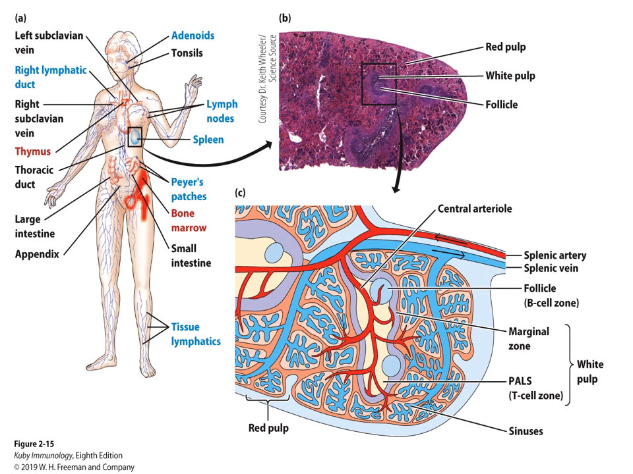So the spleen has a lot of red pulp areas where we have red blood cells and blood vessels innervating it, and then we have our white pulp that, you can notice in that panel B, has a different color to it, and then inside that we have our follicle.